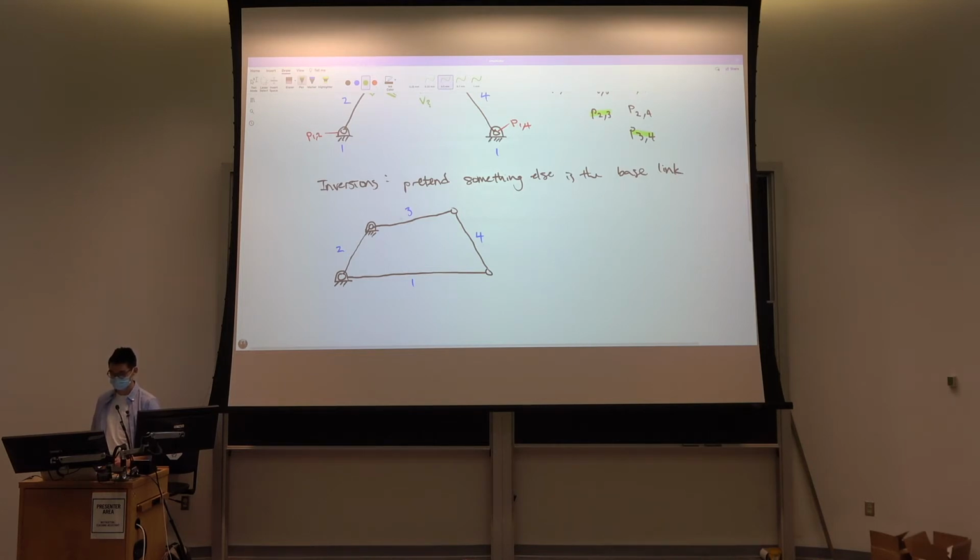Using the same idea as above, the endpoint of link 3 that connects to link 4 has to be perpendicular to link 3, right? So it has to be in one of these two directions. And the endpoint of link 1 has to be moving straight up or straight down because it has to be perpendicular to link 1.